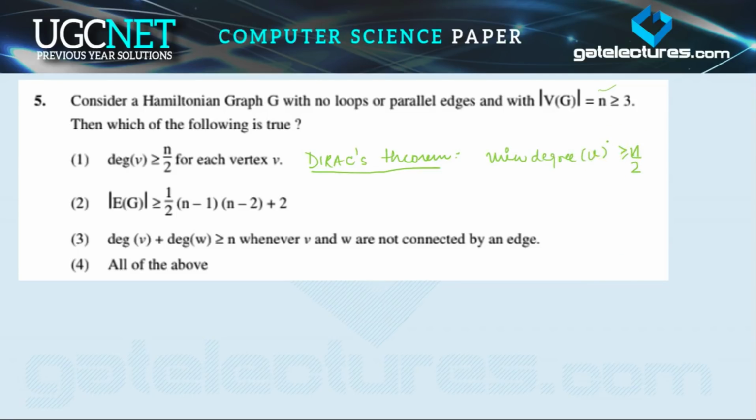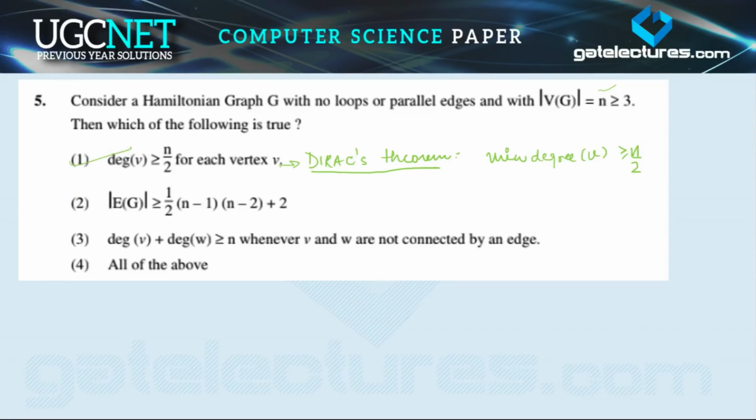Means if the number of vertices in any graph is, let's suppose, 4, then 4 by 2 is 2. So for every vertex present in the graph, the minimum degree should be greater than or equal to 2, either 2, 3, 4, 5, 6. So according to Dirac's theorem, we can say that yes, this condition holds true. The degree of any vertex should be greater than or equal to n by 2 for each vertex v.